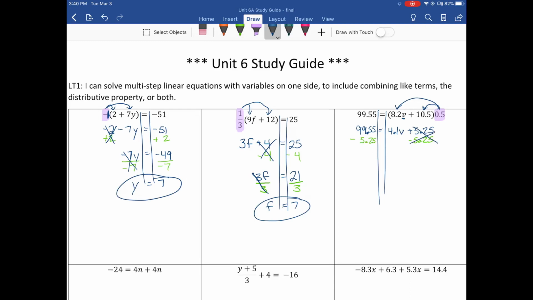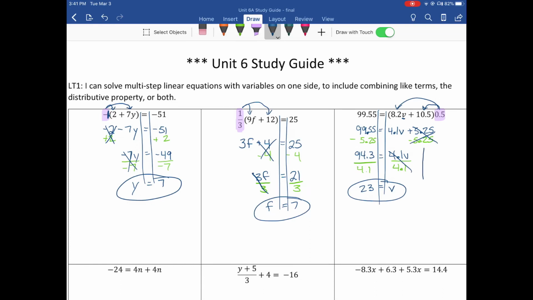It'll cancel out. And 99.55 minus 5.25 is going to give us 94.3. It's equal to 4.1v. And then you divide by your coefficient. So your coefficient is 4.1. And when you divide those out, you'll get 23 is equal to v. And that's your answer. So that's how we solve using the distributive property.